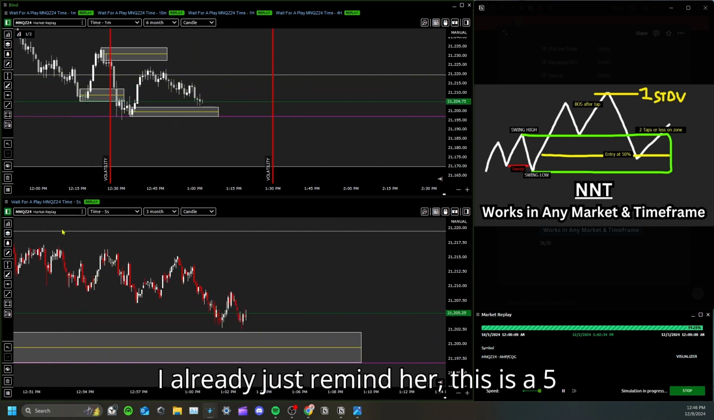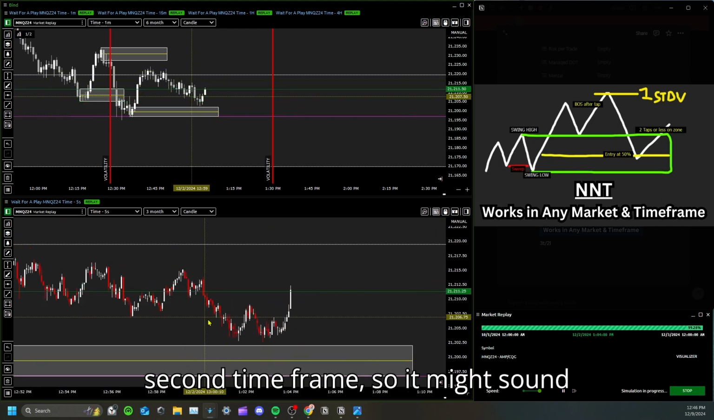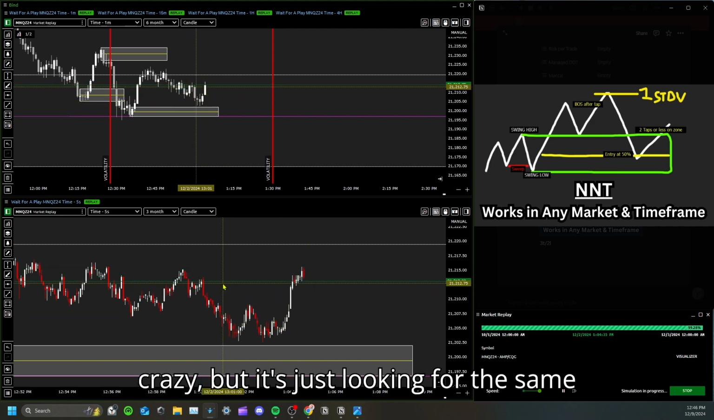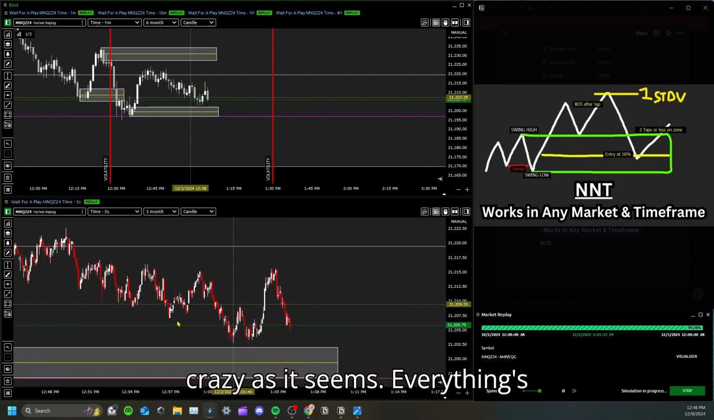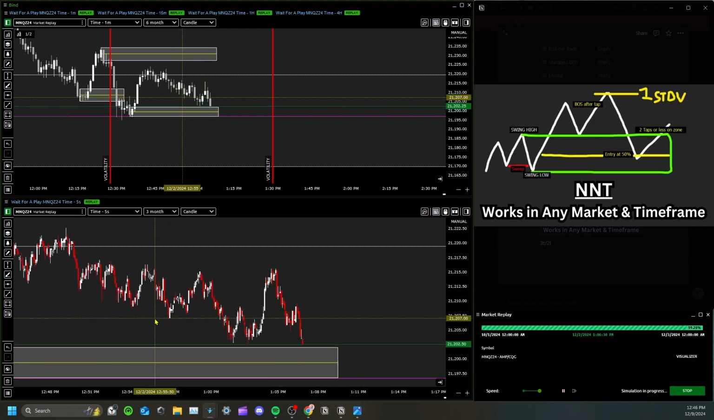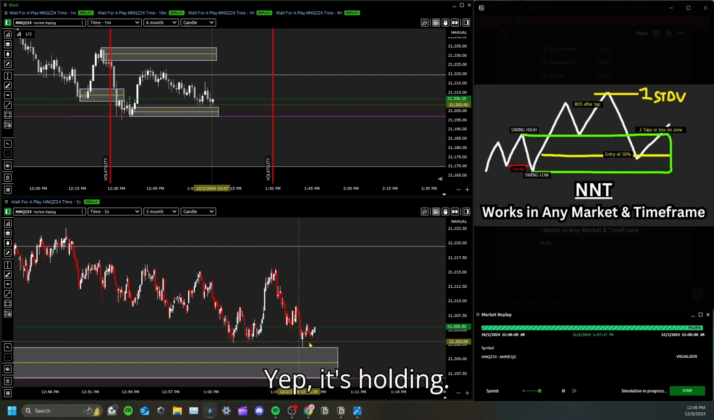Just a reminder, this is a 5-second time frame, so it might sound crazy, but we're just looking for the same pattern again and again, so it's not as crazy as it seems. Everything's just so mechanical. Yep, zone's holding.